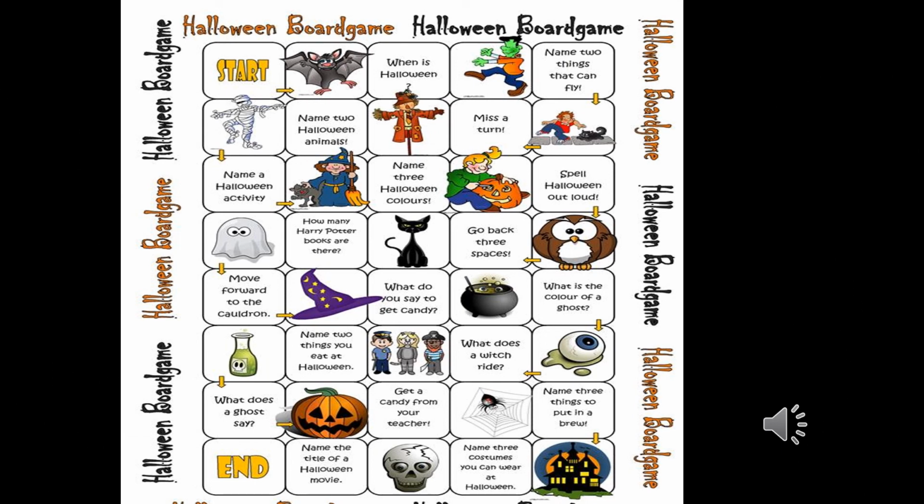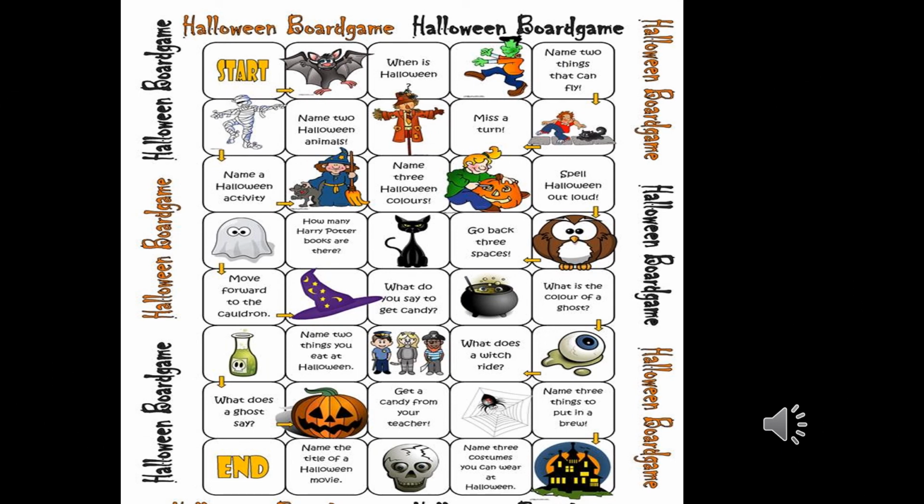So when you're teaching name 2 things to Japanese students, you're going to say, can you tell me 2 things that can fly? Miss a turn. Name 2 Halloween animals. Again, can you tell me 2 Halloween animals? Name a Halloween event. Name 3 Halloween colors. Spell Halloween out loud. Go back 3 spaces. How many Harry Potter books are there? Move forward to the cauldron. Tell them that a cauldron is a witch's pot.